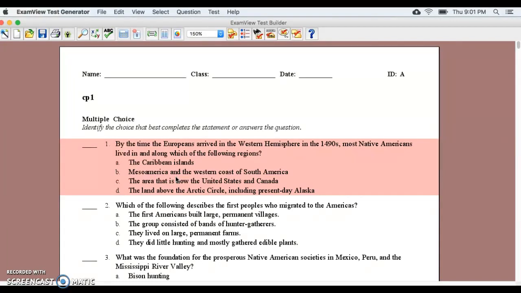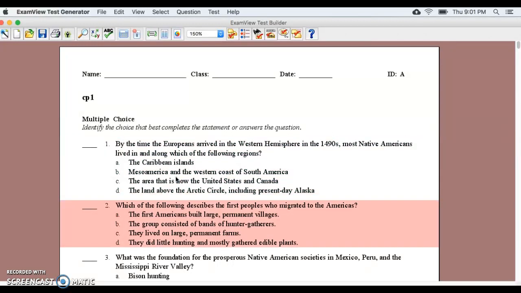So again, with this question: by the time Europeans arrived in the Western Hemisphere, most Native Americans lived along which of the following regions? Now, again, you can look that up and find the right answer. So I'm not going to say, hey, D is the right answer or whatever it might be. But think about the Bering Land Bridge. Think about the big ideas that we have, and think about the 1490s and the civilizations that were most advanced, because advanced civilizations are going to have more population. I'll tell you that much.